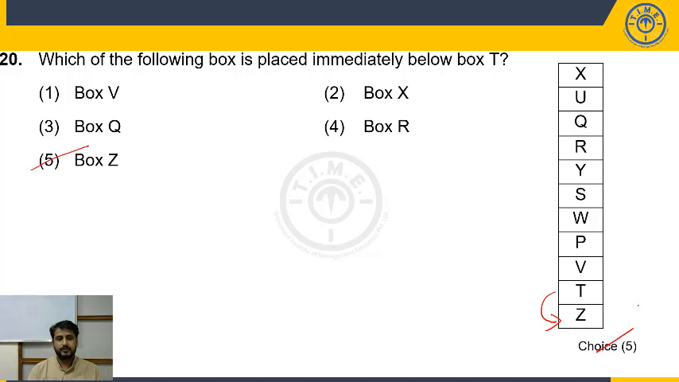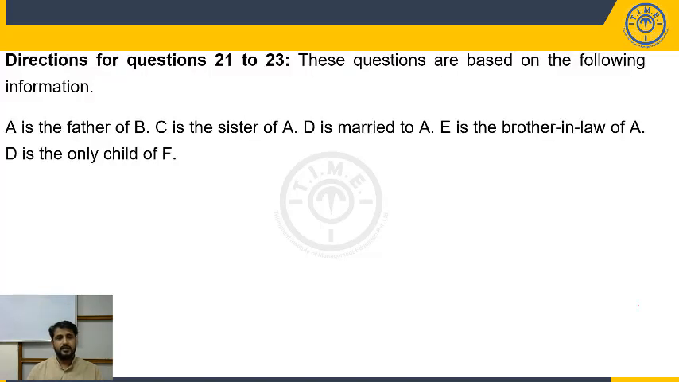Okay. Now move to the next. We have a blood relation set. I think it is a very simple one. Let's try to solve it. A is the father of B. So A is male and will be in the generation above B. C is a sister of A. So A and C are siblings and C is female. D is married to A. So D and A are a couple. A is male, so D will be female. Here plus denotes male, minus denotes female.